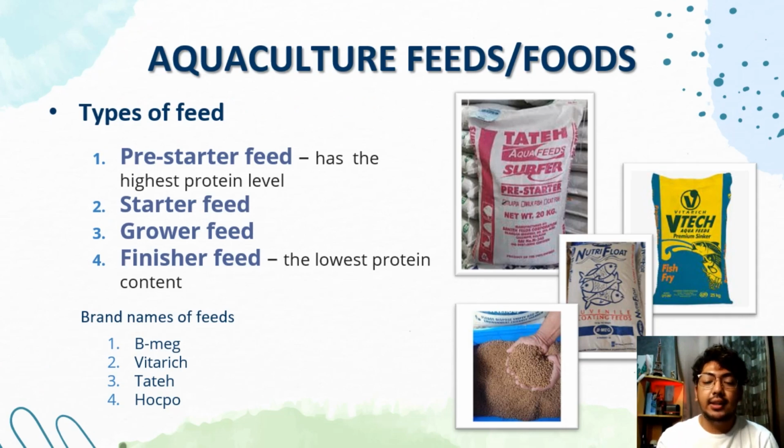Lastly, we have the types of feed. First, we have the pre-starter feed, which has the highest protein level, the starter feed, the grower feed, and the finisher feed, which has the lowest protein content. These different feeds contain different levels of nutrients to cater to the needs of the fish based on their age. And brand names of feeds include the BMAG, the Vitarich, the Tate, and the Hawk.